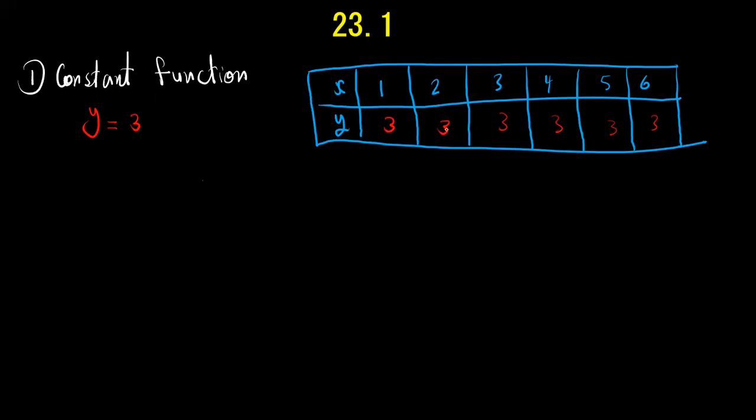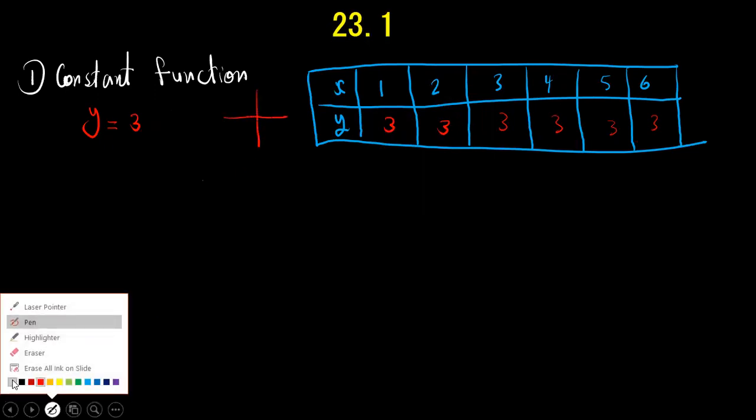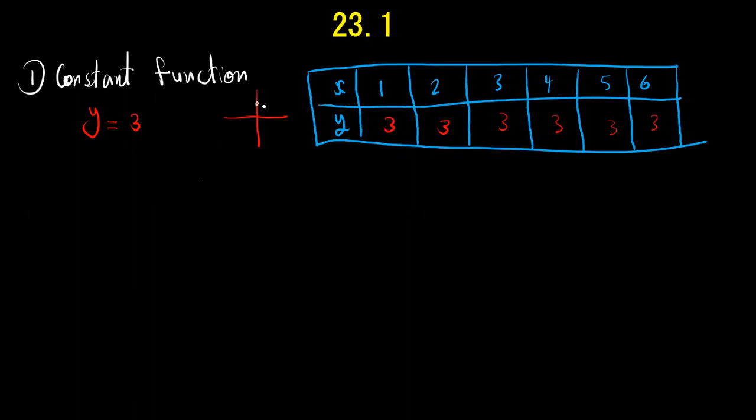And this function is represented by a line parallel to x-axis from what? From 3, 0 and 3. If you want to graph this one, you will graph like this. From 3, this is 3, so parallel line to x-axis. So this graph is represented by what? A constant function y equal 3.